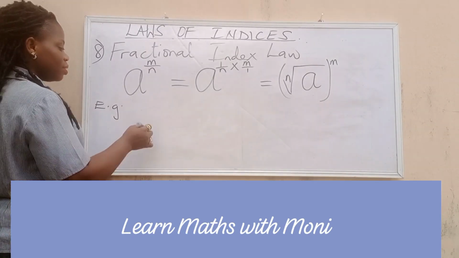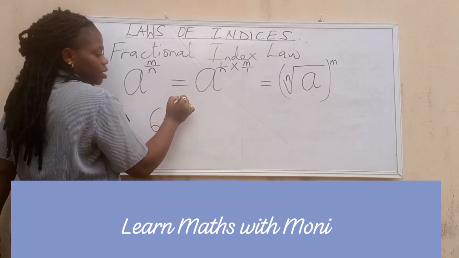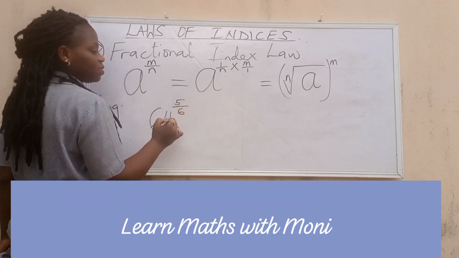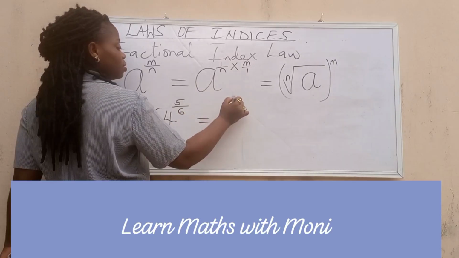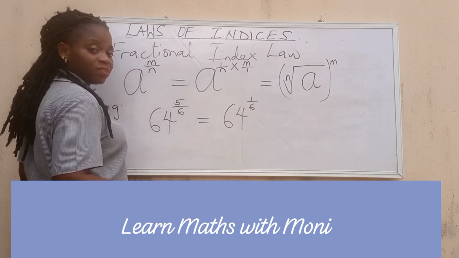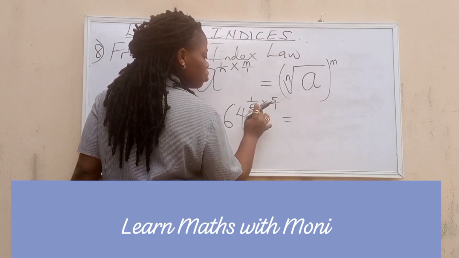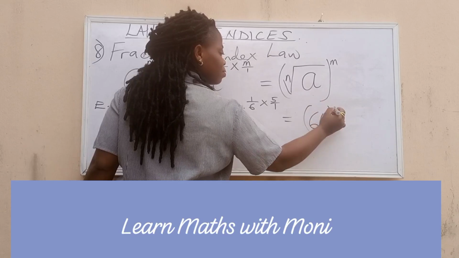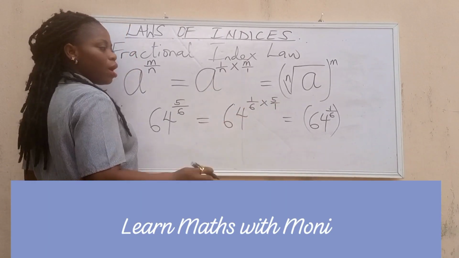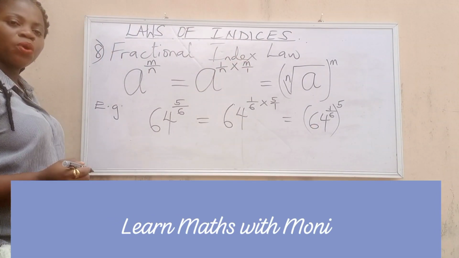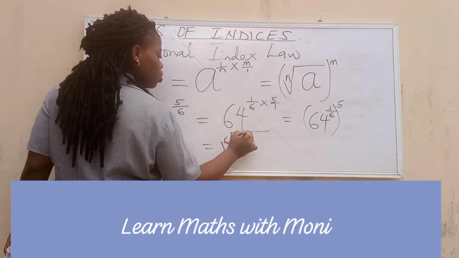Numerically, I can pick 64 raised to power, let me say, 5 over 6. 64 raised to the power of 5 over 6 is the same thing as saying 64 raised to power 1 over 6 times 5 over 1. 64 raised to power 1 over 6, now in brackets, is raised to another power of 5. 64 raised to power 1 over 6 is the sixth root of 64, the sixth root of 64.